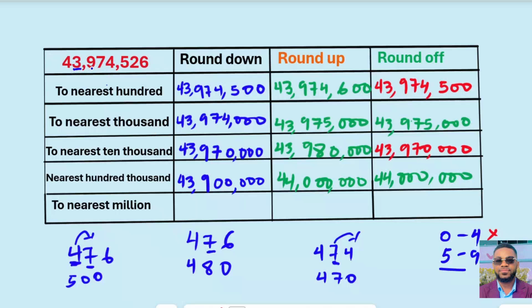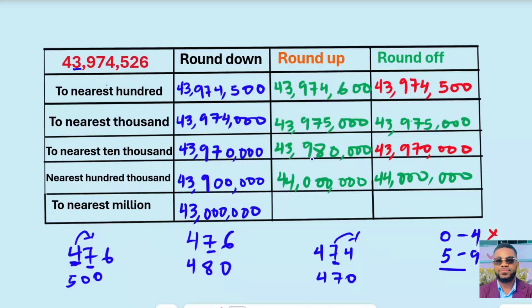So the number is going to be 43. In the whole of these, 9, 7, 4, 5, 2, 6, they are all going to be zeros. So we are going to attach 6 zeros. So we have 43 million. That is how we can round this number down to the nearest million.